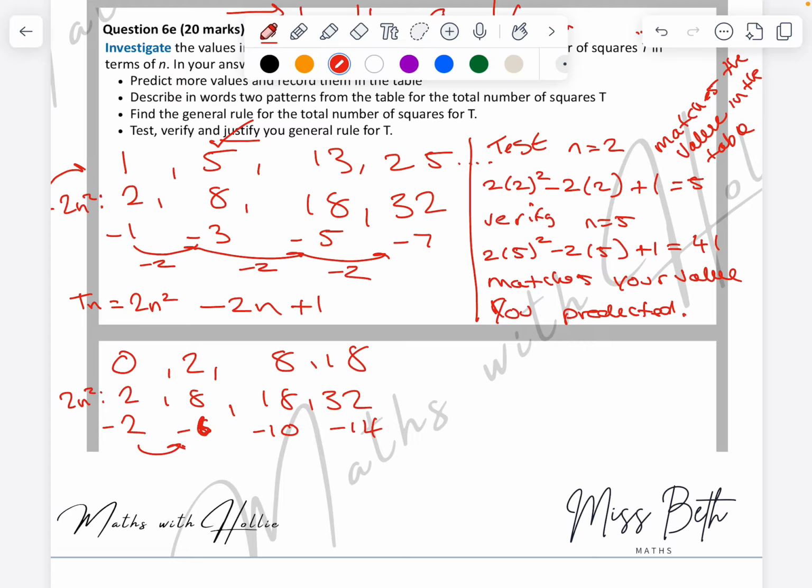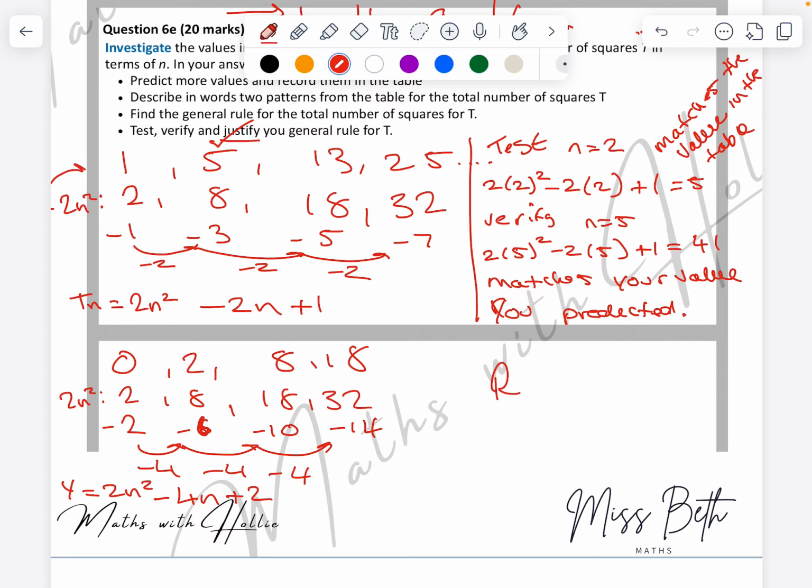So here it's going down. Minus 4, minus 4, minus 4. So the nth term is minus 4n. To go from minus 4 to minus 2, you have to add 2. So the rule for the yellow is 2n squared minus 4n plus 2.